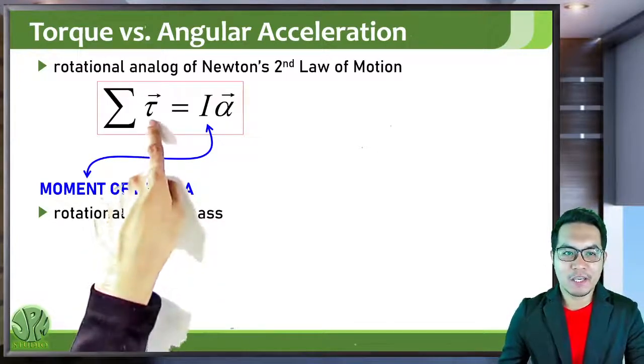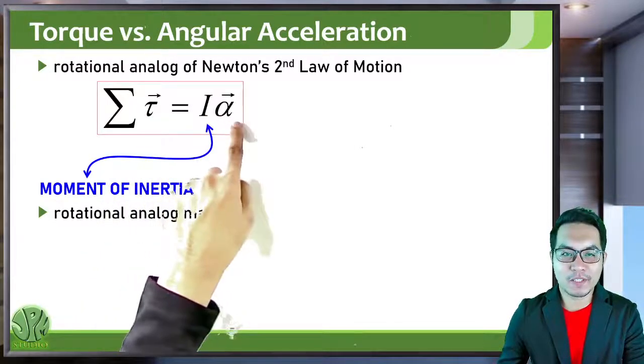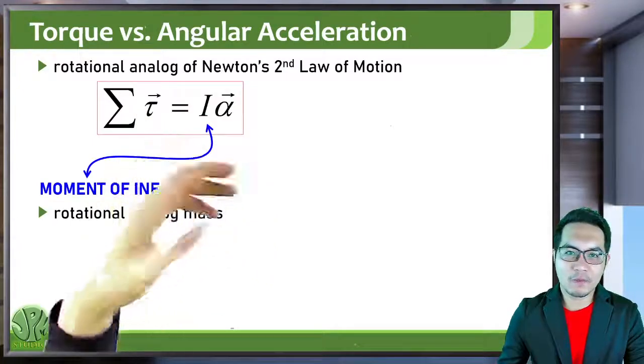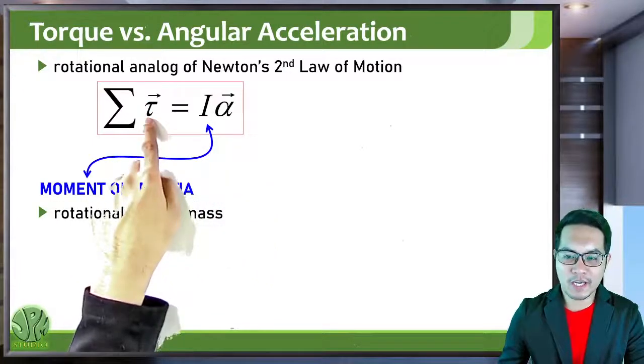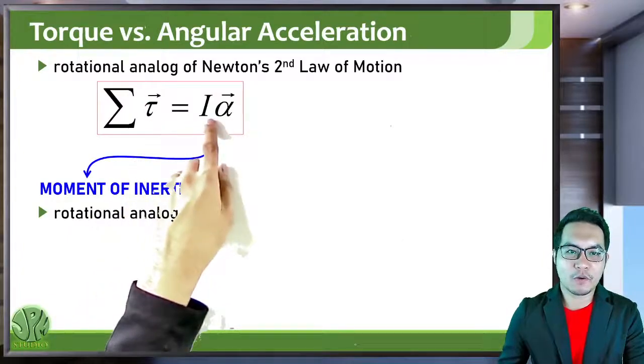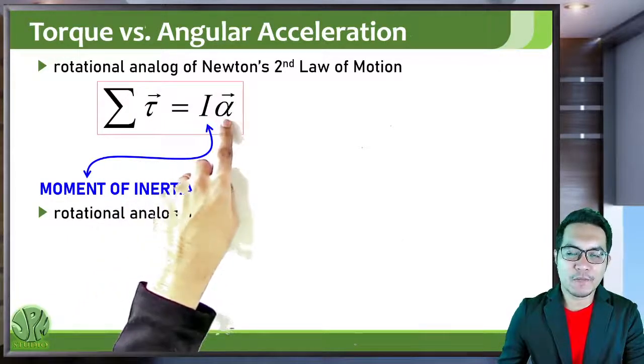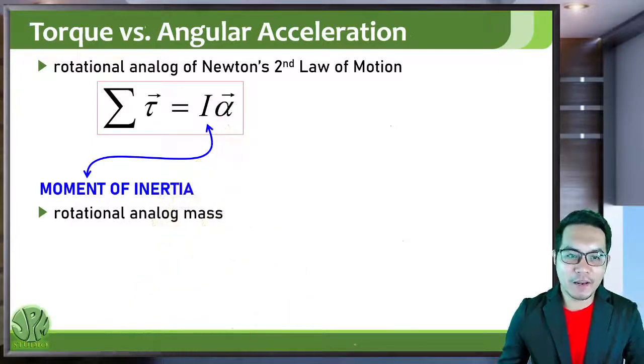So this is basically F is equal to m times a. The role of force is assumed by the torque. The role of the mass is assumed by the moment of inertia. And the role of acceleration a is assumed by the angular acceleration alpha.